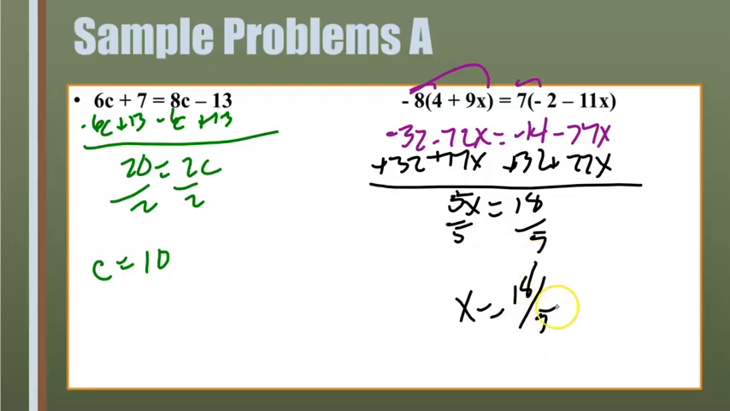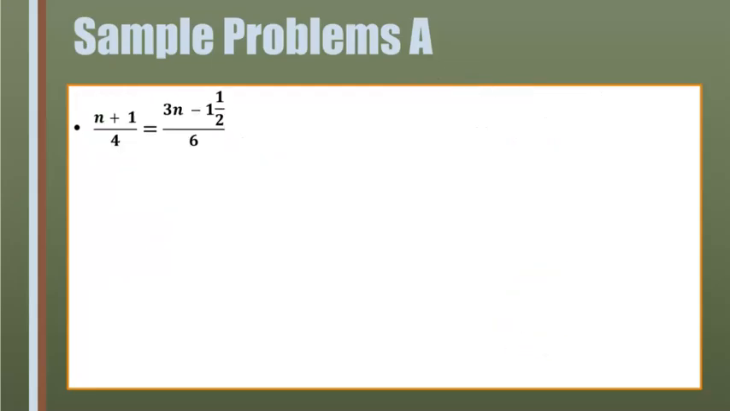18/5. And our last question here, I'm going to do cross products. So I'm going to put this expression in parentheses, knowing that I have to distribute. So 6 times n is 6n. 6 times 1 is 6.